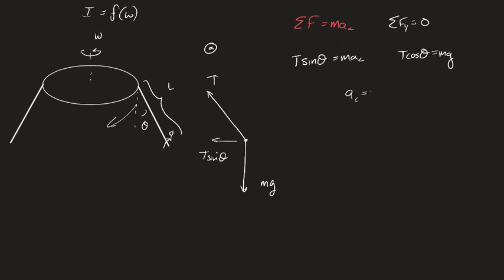a_c is omega squared times R. So I'm thinking this is how we work omega into the problem, is through its connection with the centripetal acceleration. That gives me T sine theta equals m omega squared times R. But R, do we want to handle R now or later? We should handle it now.